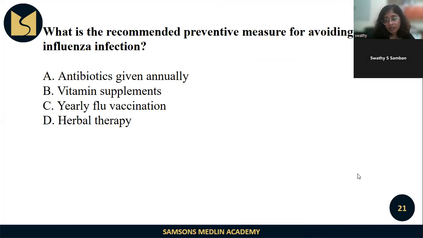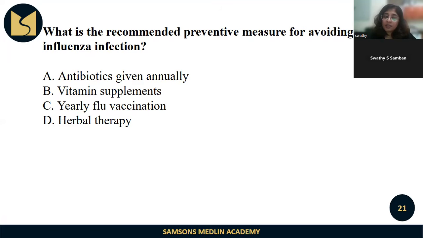So the next question is, what is the recommended preventive measure for avoiding influenza infection? This is also a seemingly simple question. Option A is antibiotics given annually. Option B is vitamin supplements. Option C is yearly flu vaccination. Option D is herbal therapy.